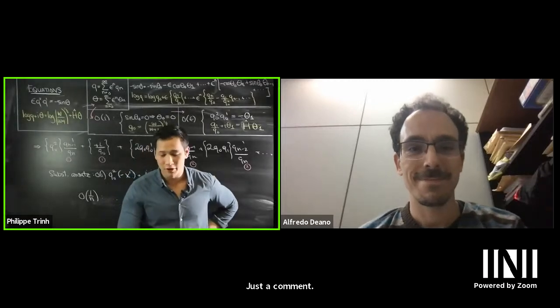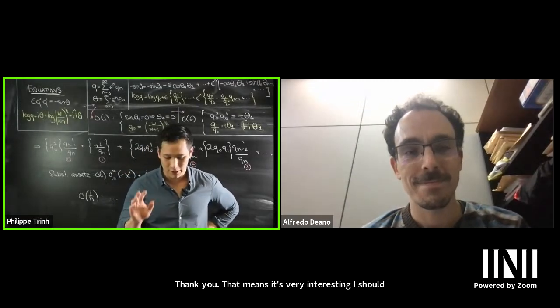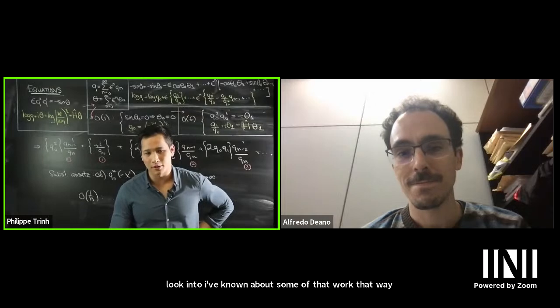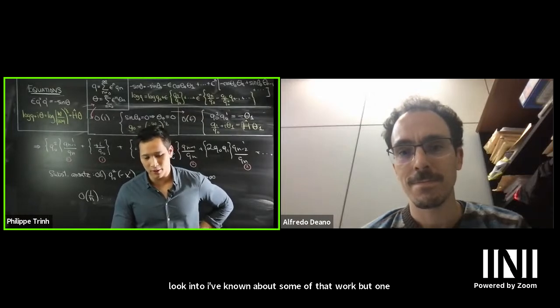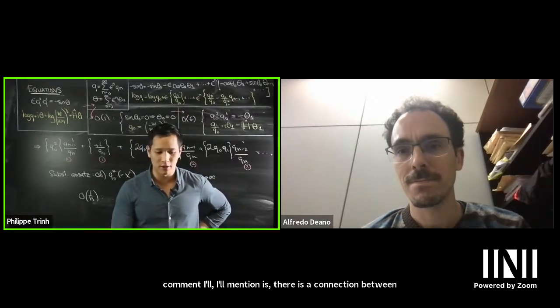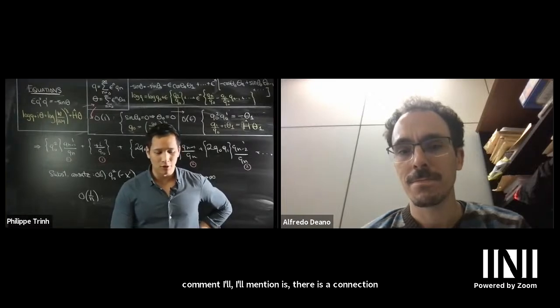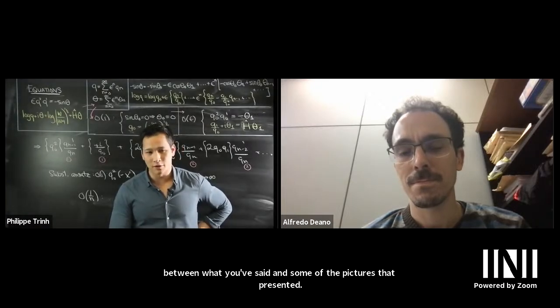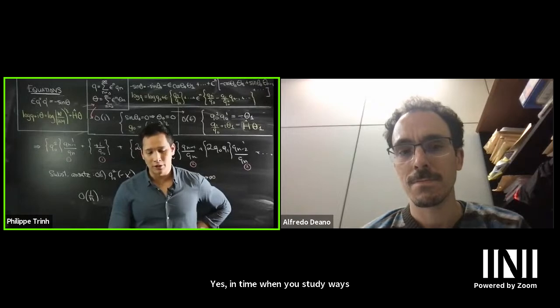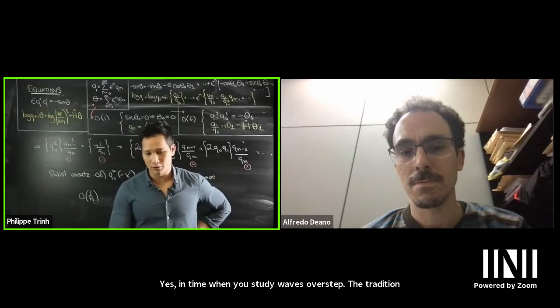That is very interesting. I should look into it. I've known about some of that work, but one comment I'll mention is there is a connection between what you've said and some of the pictures I've presented. Yes, indeed. When you study waves over a step, the traditional linearized theory assumes it's a single dispersion relation that relates the flow upstream and downstream. Yes.